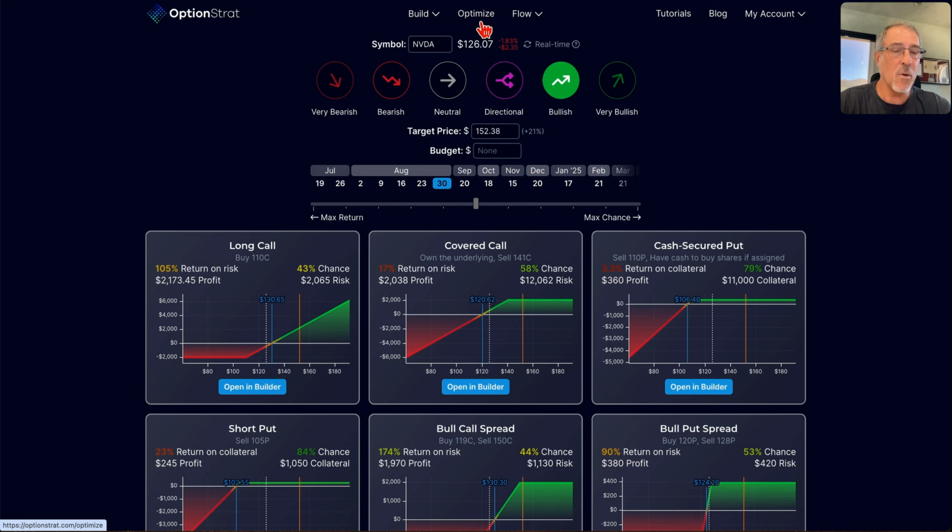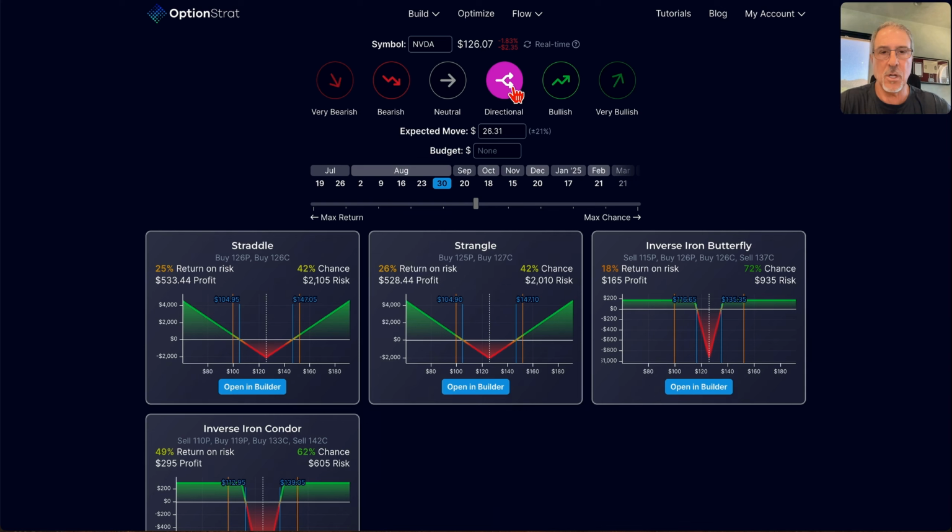Keep in mind, I don't know which direction the market's apt to go here or Nvidia's apt to go. So I'm going to choose a non-directional trade. So I don't know which direction, up or down, but I don't need to know with this particular trade. I also want to make certain that I am selecting, in this case, an expiration that is after Nvidia's earnings announcement. Their earnings announcement is on August 28th, so I am selecting August 30th.